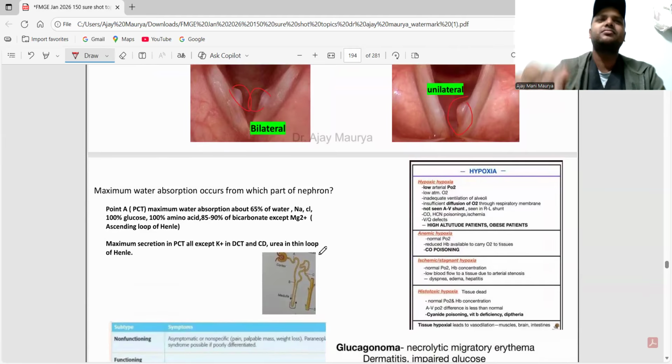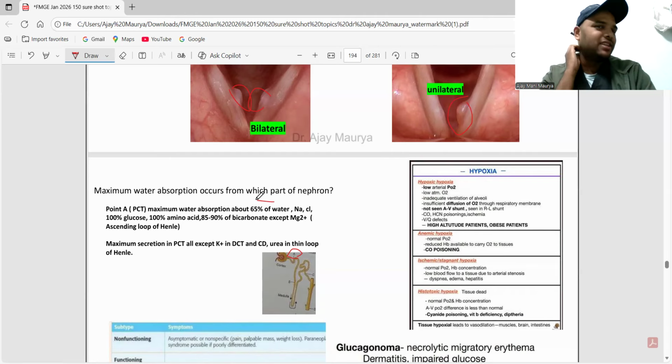This is very easy. They'll mark anywhere here. For example, they mark here at point A. This is the PCT. As you know, the maximum absorption takes place here only. There is water absorption of about 50-65% here. Sodium, glucose, everything is absorbed here only. Just remember this one.